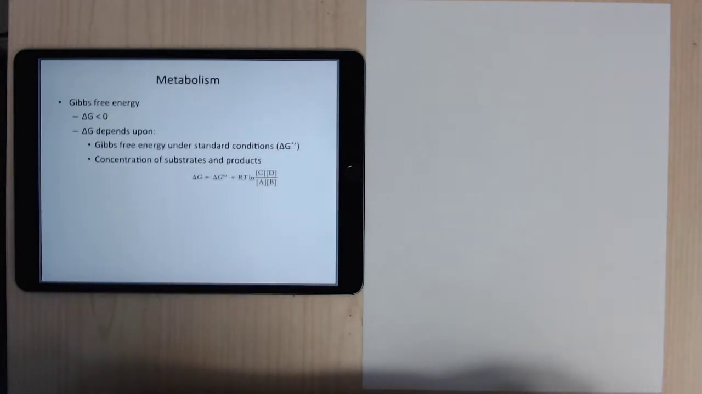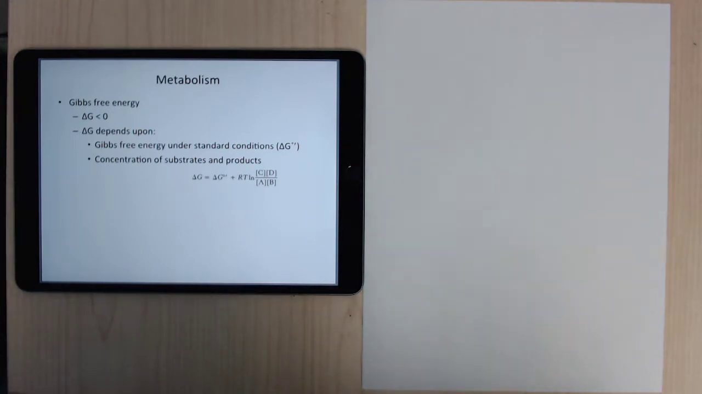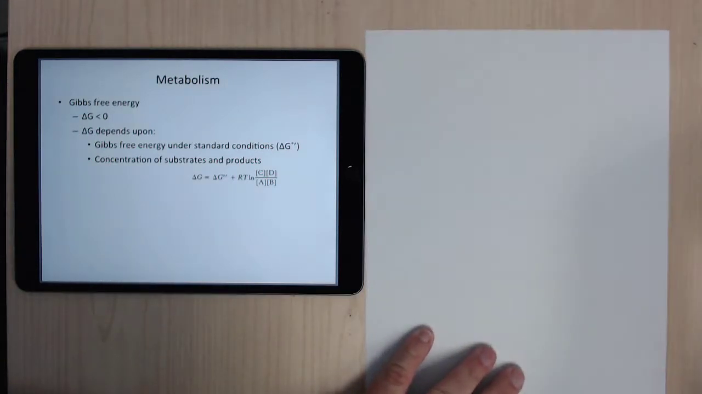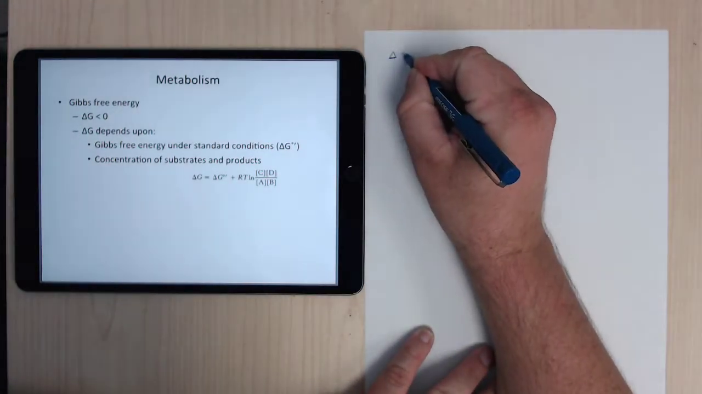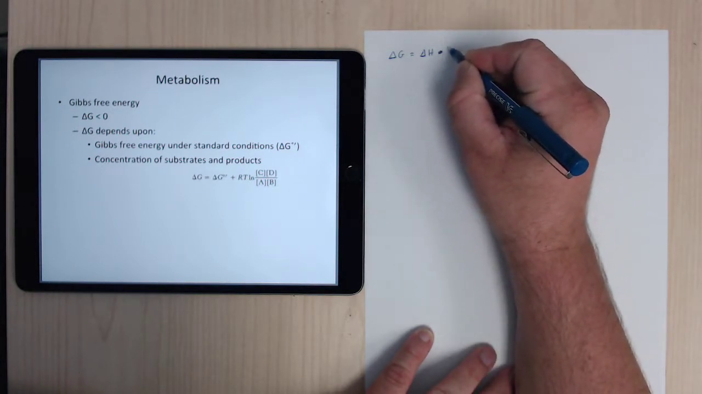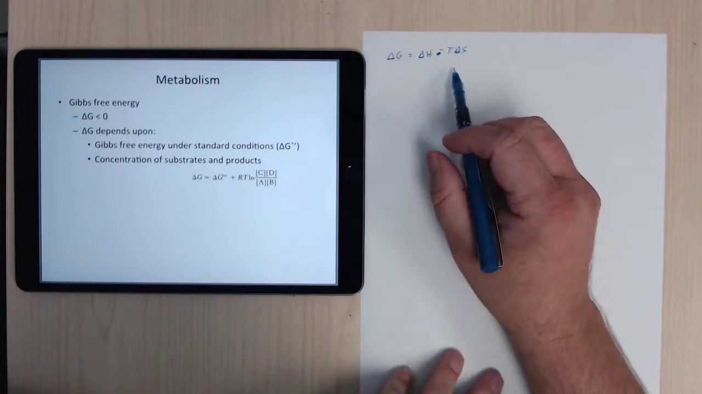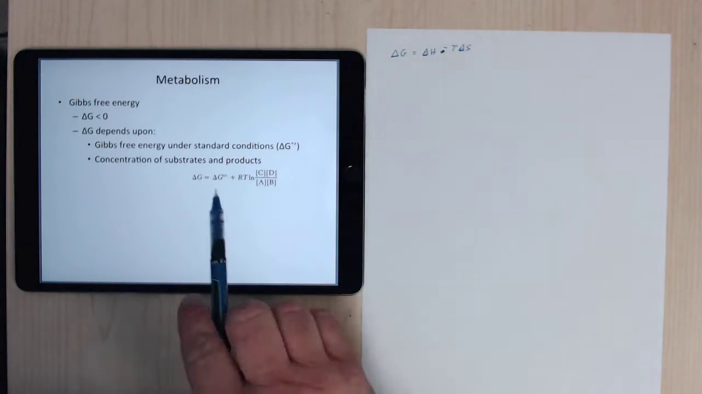Okay, so metabolism is all about dealing with Gibbs free energy. In the thermodynamics portion of this course, we talked a little bit about delta G. If you remember back, one of the equations was delta G is equal to delta H minus T delta S, right? So that's one manifestation of Gibbs free energy. The other one would be this.